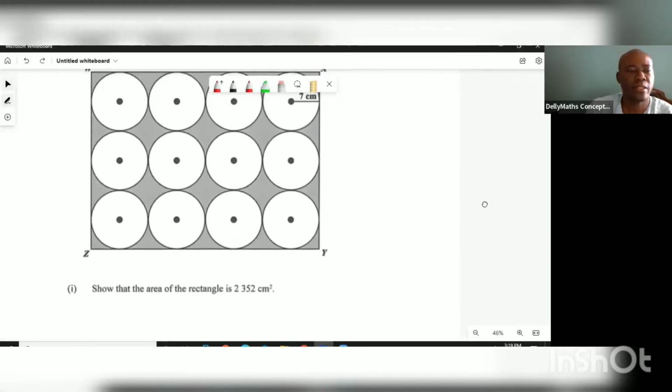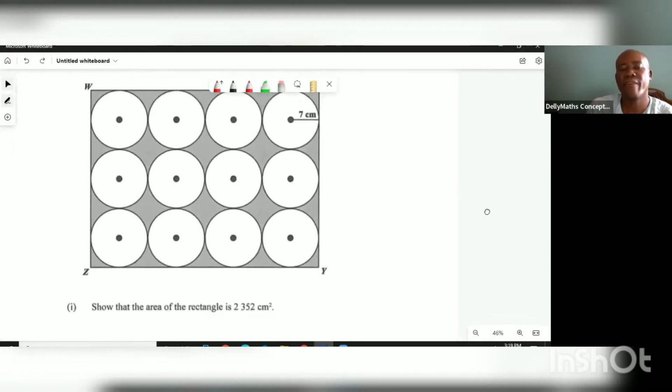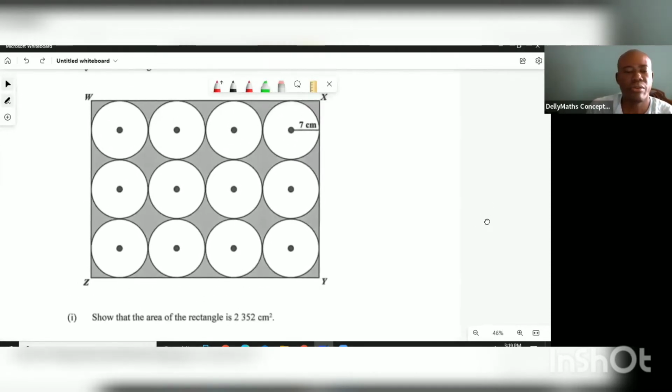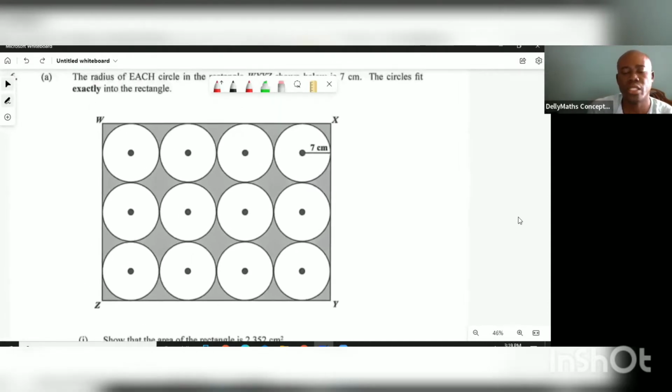Let's look at the question. The first question says, show that the area of the rectangle is 2,352 square centimeters. So let us say that we continue using the radius 7, and we go all the way across all those circles like what I have here. We would have noticed that this is 7, and this is 7, then here is another 7. From here to here, we have 7, we have 7.